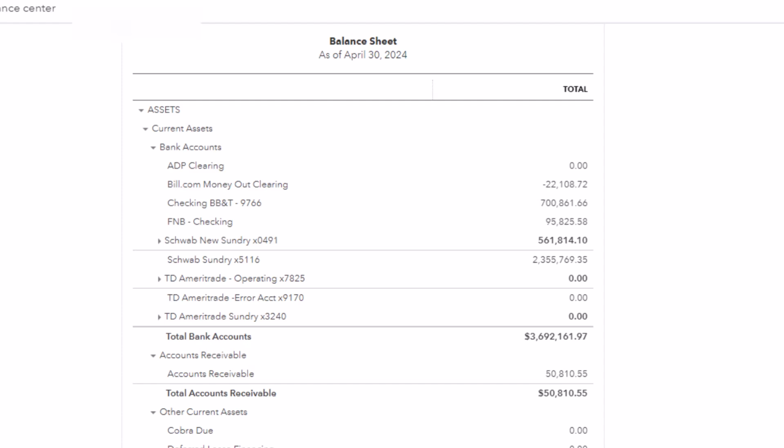But what it does post, I wanted to draw your attention, is that when the client approves bills to be paid, it pulls the money out of that client's bank account in one lump sum, and then it posts individual bill payments out of the bill.com money out clearing account. So what can happen a lot of times is that you end up with balances in this account and you're not really sure if the balances are correct.